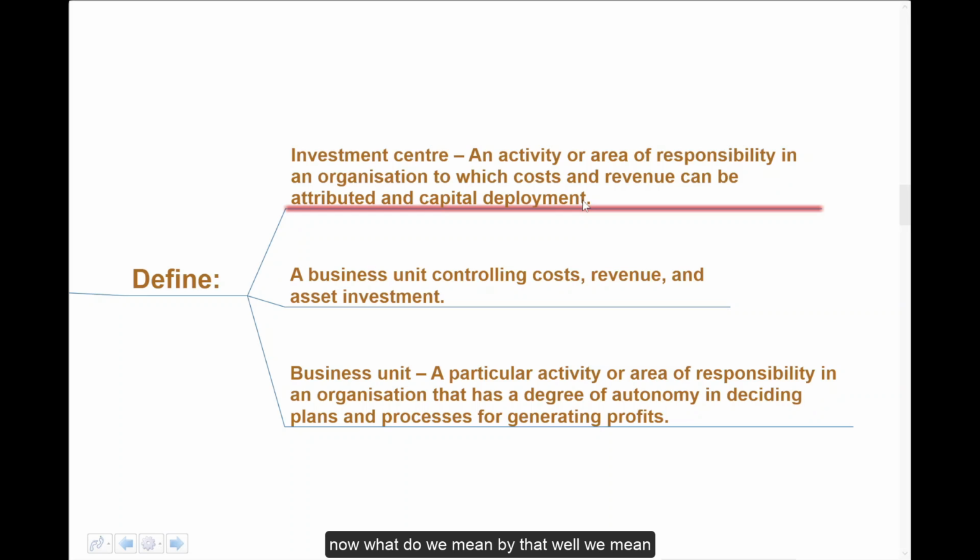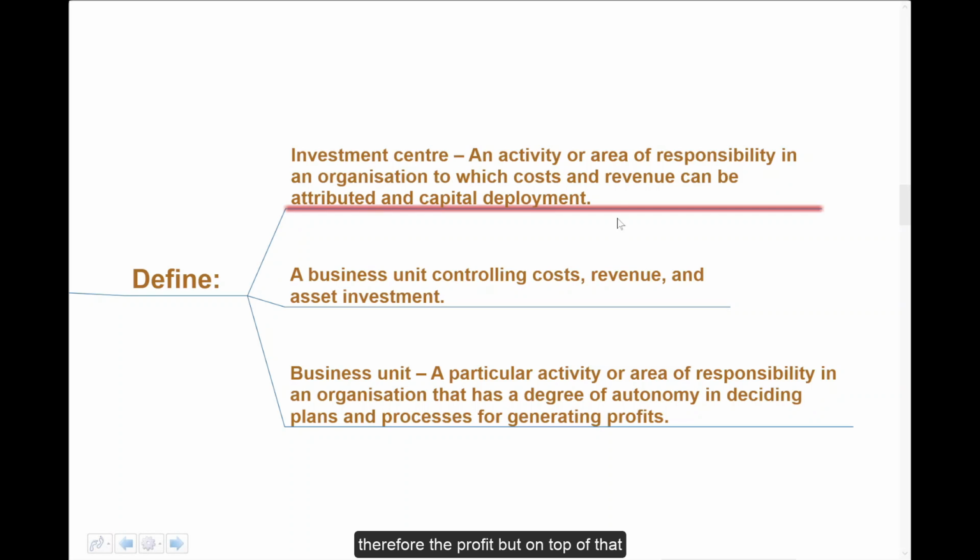Now, what do we mean by that? Well, we mean investment decisions. In other words, decisions with regard to, oh, let's buy some new equipment. So, in essence, when we think about an investment center, it sort of sits on the top of the tree, doesn't it? This is just about everything. The manager of this particular investment center is responsible for all the costs, all the revenues, and therefore the profit.